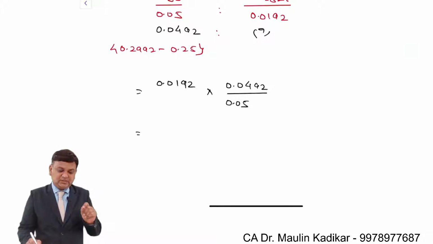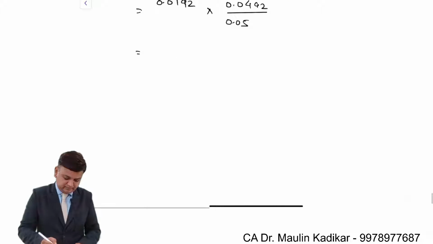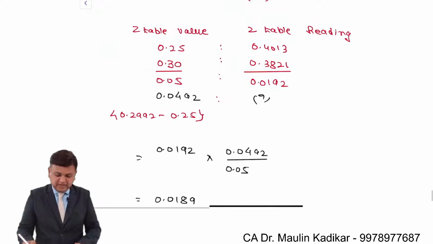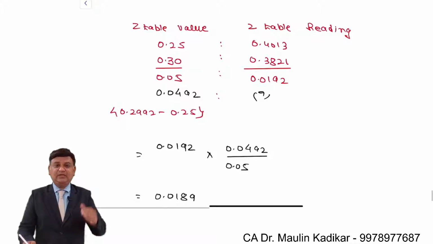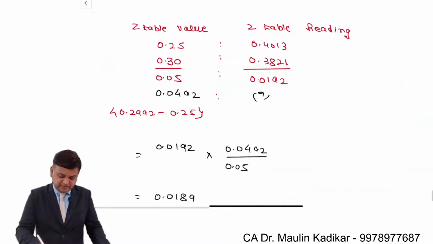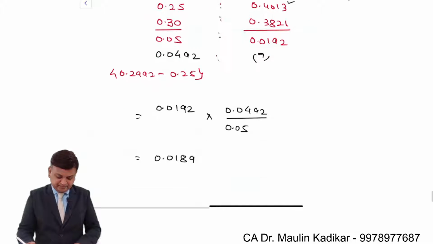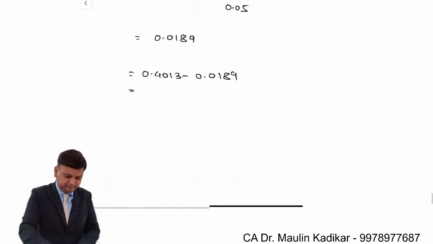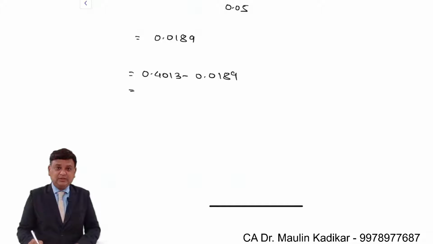So it is 0.0189. Again friends, we understand that with the increase in the D2 value, the Z table reading is falling down. So from this we have to deduct it. So it is 0.4013 minus 0.0189. So it is 0.3824.